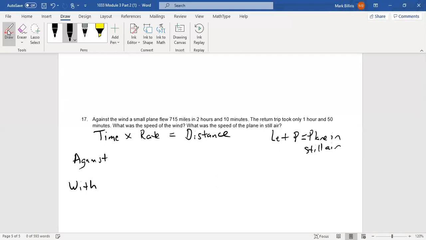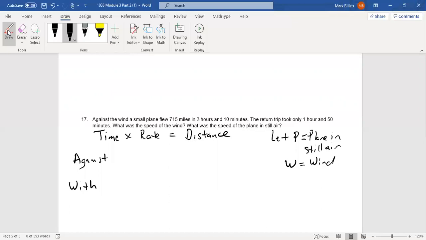That means if it were a perfect day, no winds blowing, the rate of the plane would be the same. So if you have wind, we're going to let W equal the speed of the wind. So when it says against the wind and with the wind, if a plane's flying into a wind, it's going to slow the plane down. If it's flying with the wind, then the wind's going to push the plane faster.